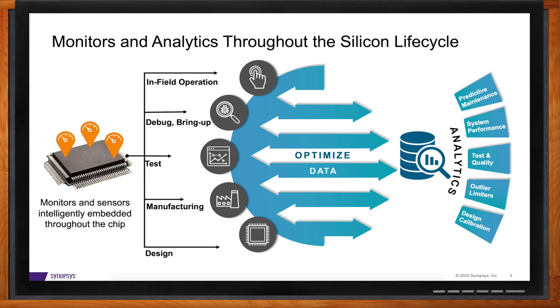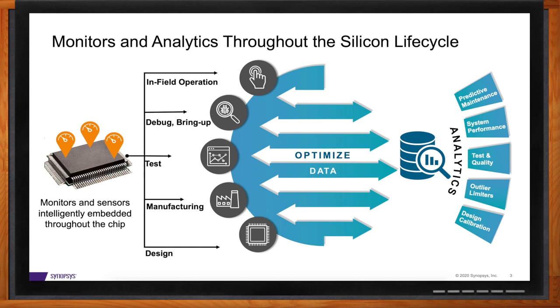But what we're starting to see is there's more useful sources of data that we can extract, and that in turn feeds into analytics. And so we can see opportunities there to refine the design process. So if we're taking parameters from the manufacturing steps and feeding that back into design to tighten design constraints, we can also see that we can adapt test depending on how silicon is passing certain criteria.